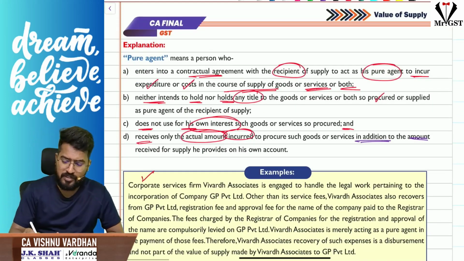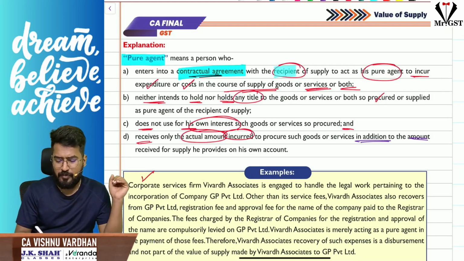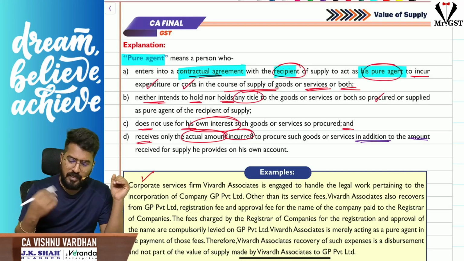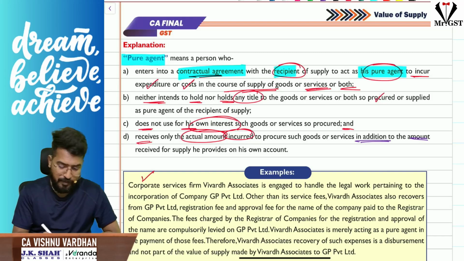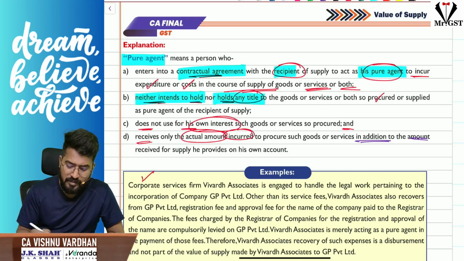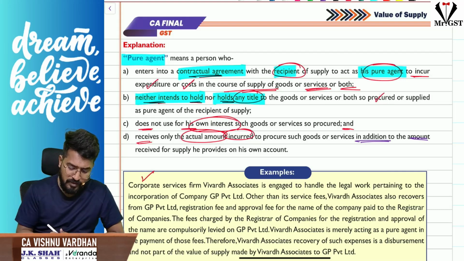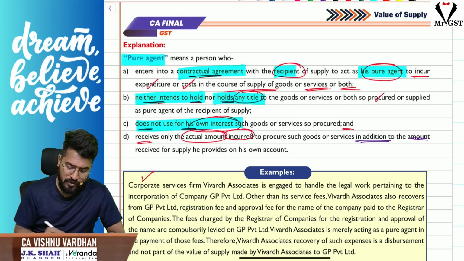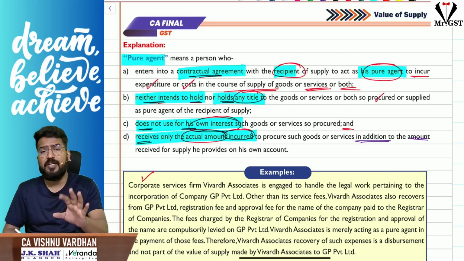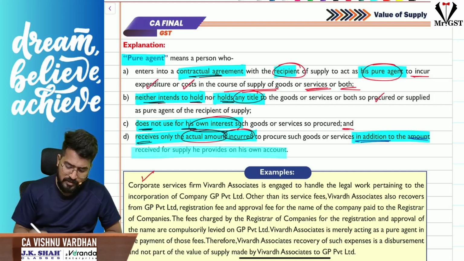Pure agent means what? Pure agent means, first of all, there should be a contractual agreement between recipient and supplier, as the supplier is acting as a pure agent, incurring the cost on behalf of him, and the supplier neither intends to hold nor holds any title on whatever he is procuring. He doesn't have any own interest on the goods or services he has procured, and he receives only the actual amount incurred in addition to the amount he has received on his own account.